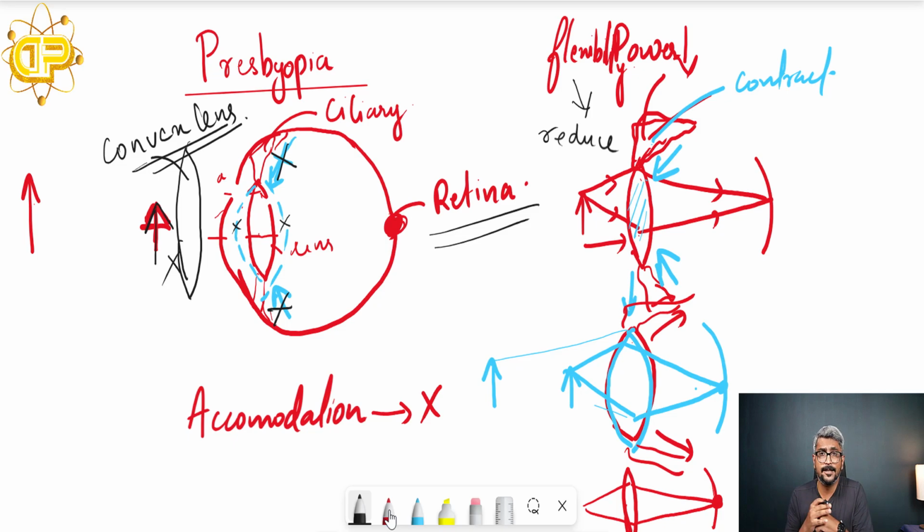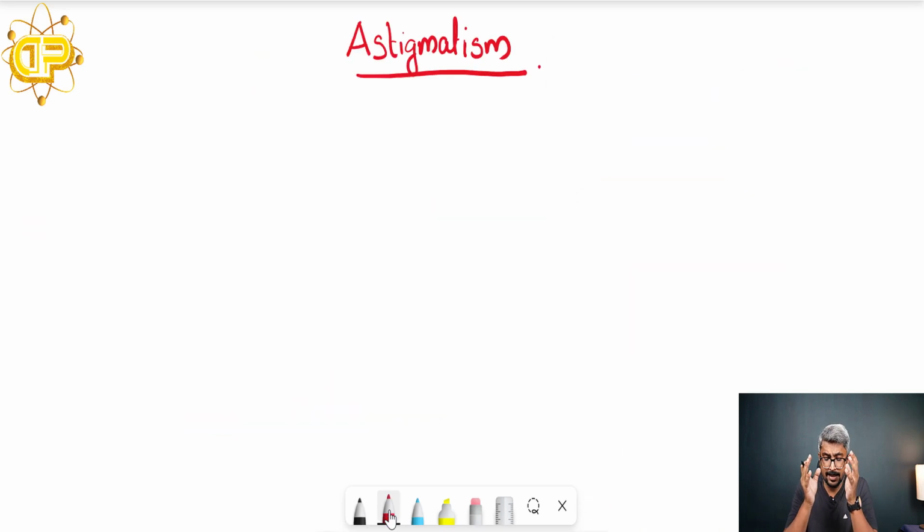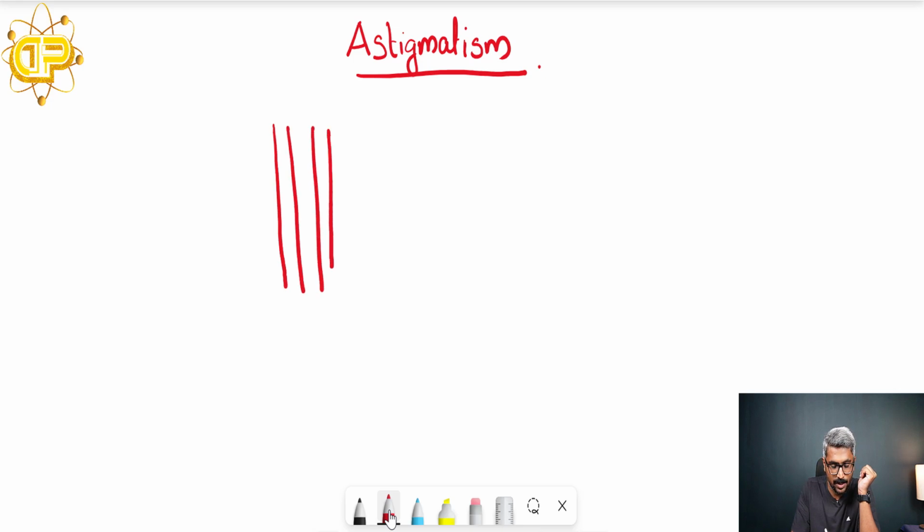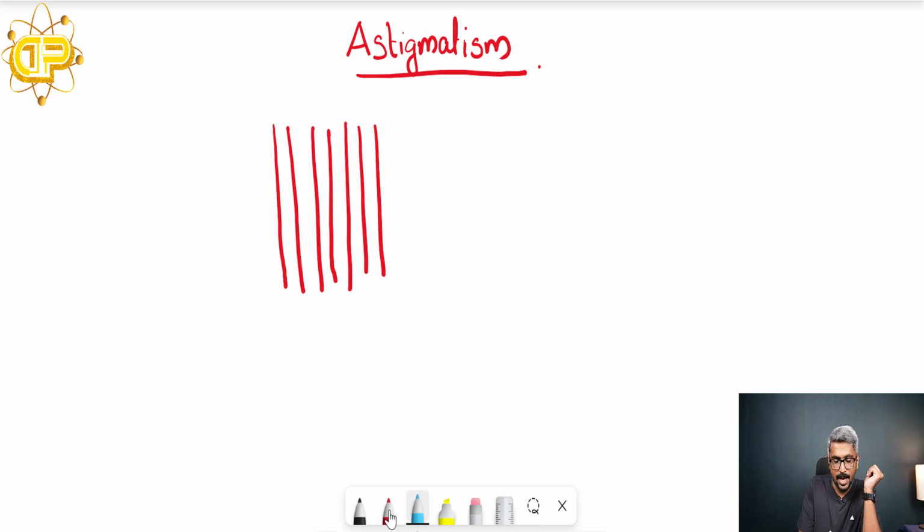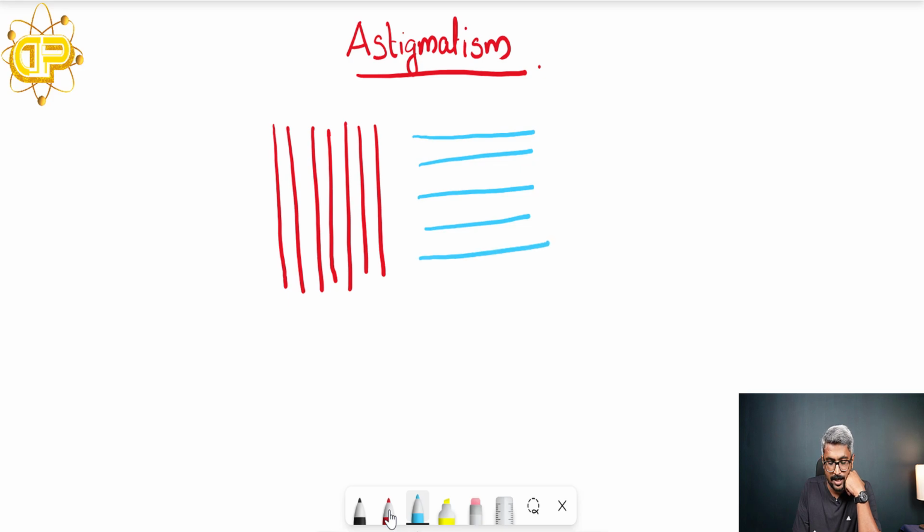Now we will move to the next defect of eyes, that is astigmatism. What is this astigmatism? Sometimes what happens is you can clearly see this particular vertical line, right? And also sometimes you can clearly see this horizontal line. So a vertical line is there and a horizontal line is there, right?